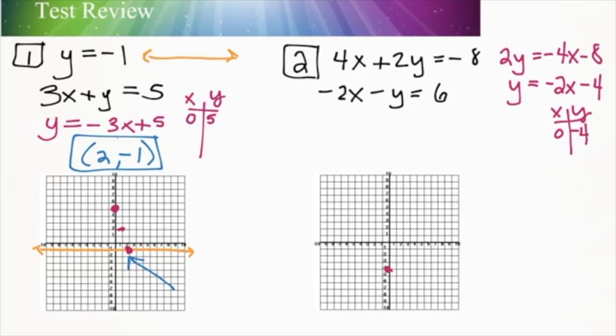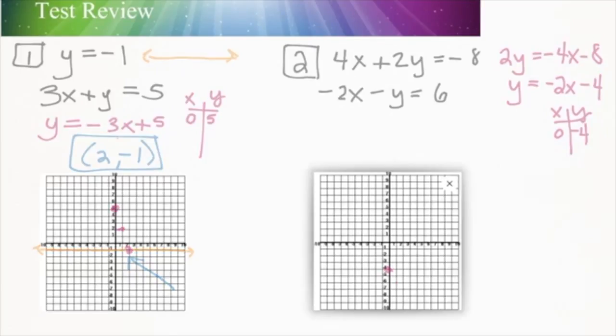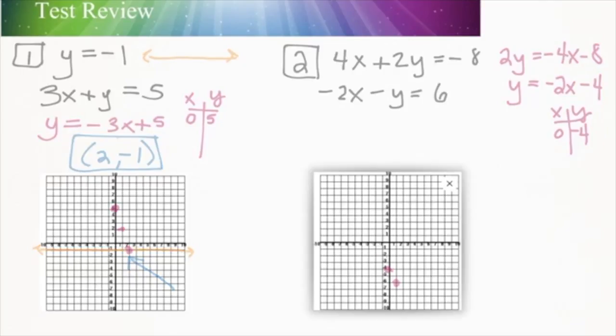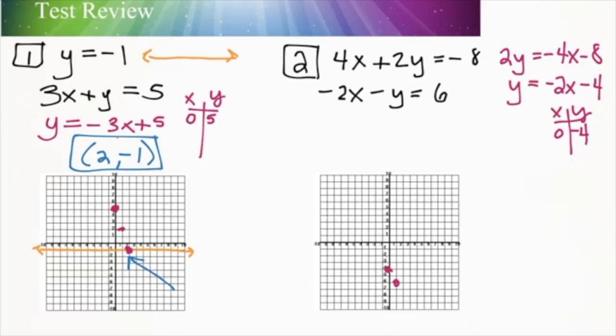I plug in 0 to see where my y-intercept is going to be. I get 0, -4, so I plot that, and then I'm going to go ahead and do my slope, which is -2. -2 is really -2/1, which is down 2/1. So I plot those points, and now I'm going to do the next equation.